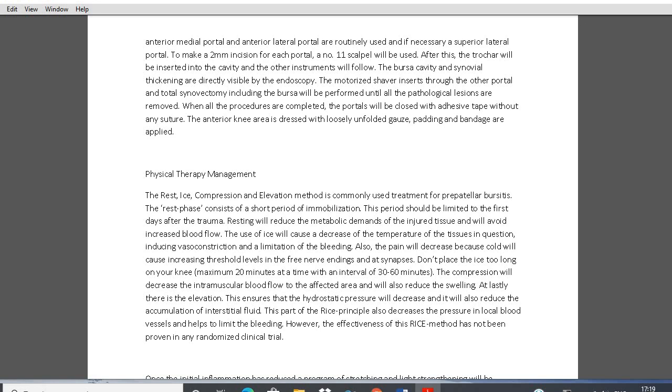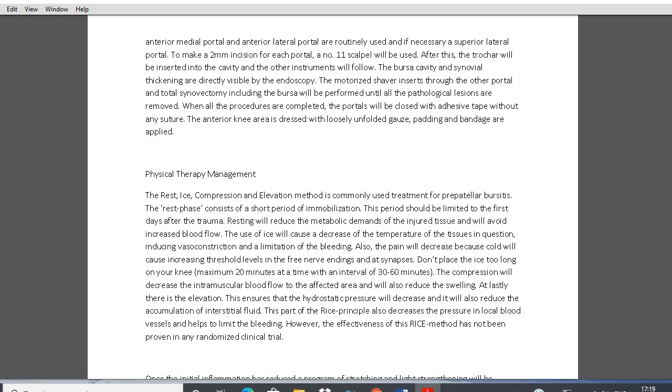Use of ice will cause a decrease of the temperature of the tissues, including vasoconstriction and a limitation of the bleeding. Also, the pain will decrease because the cold will increase the threshold levels in the free nerve endings and at the synapses. So we all know it works under the pain gate theory.